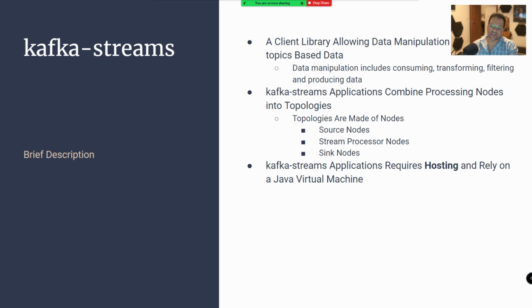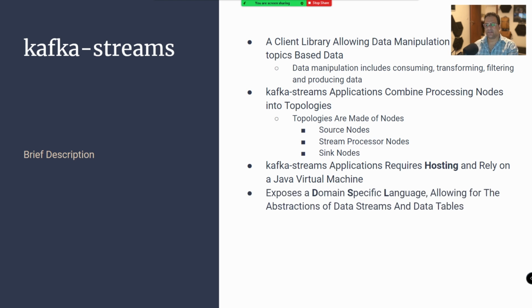Kafka Streams applications require hosting and rely on a Java virtual machine. And for Kafka Streams, we have a DSL, a domain-specific language, which allows for the abstractions of data streams and data tables, and they are called KStream and KTable.